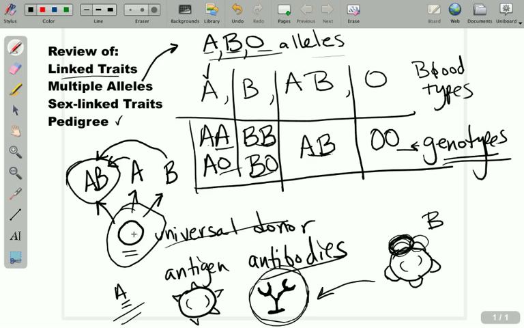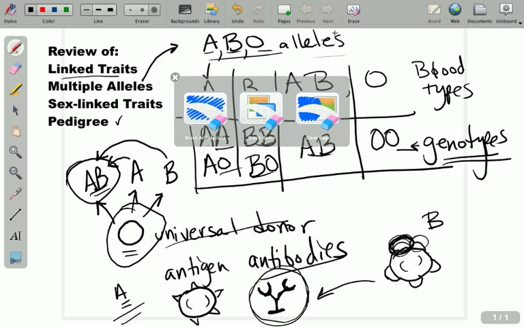So O has no antigens and AB has no antibodies. That's the reason that AB can get blood from everyone. It's because it has no antibodies to attack this blood. Okay, cool. All right, so we're done with that. That's an example of multiple alleles.